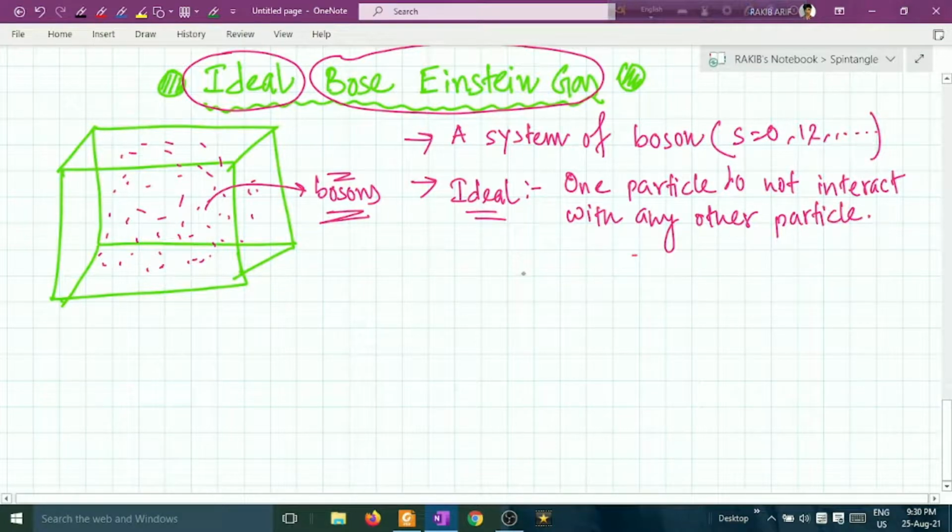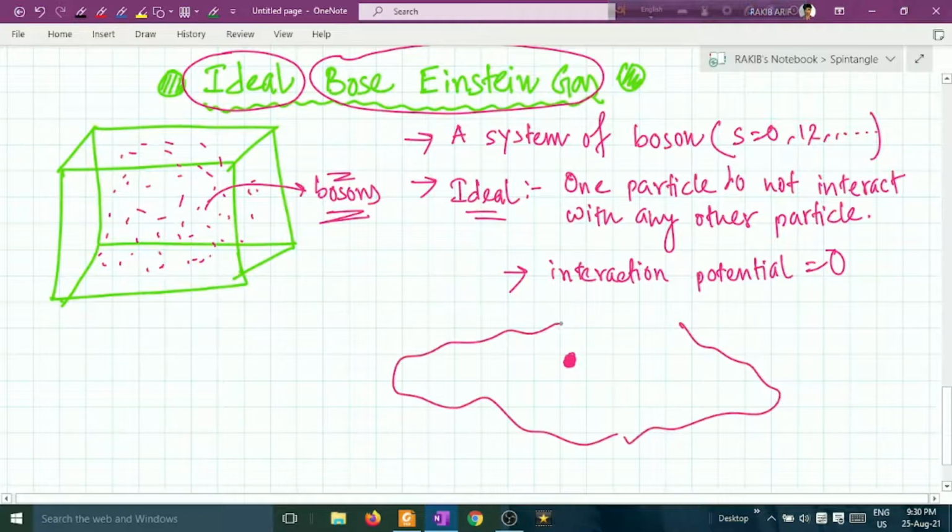Okay, that means the interaction potential is 0. The interaction potential is what? 0, because if this particle is here and the potential caused by this is spread over this region, and a second particle enters this region, this second particle will be affected by this, and this is not allowed in case of ideal gas.